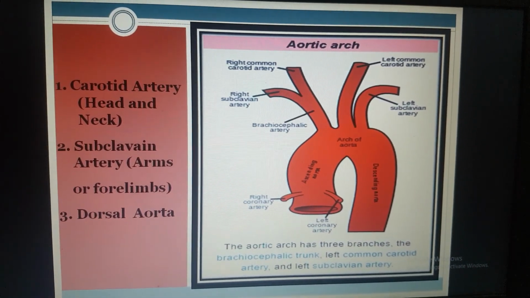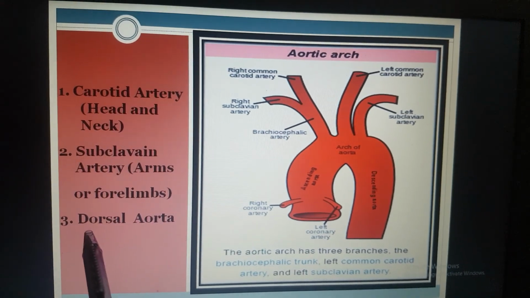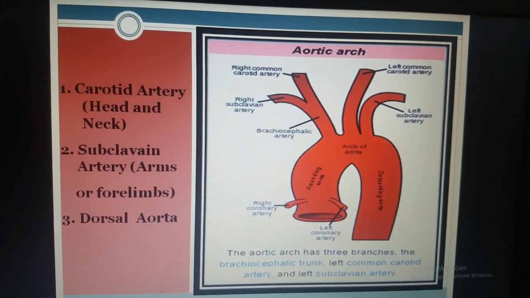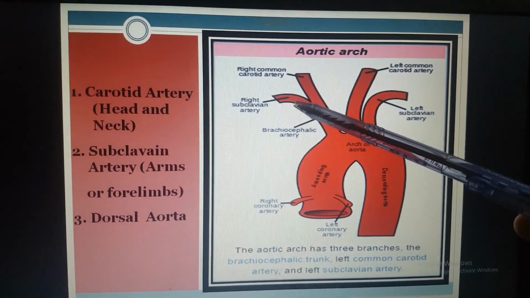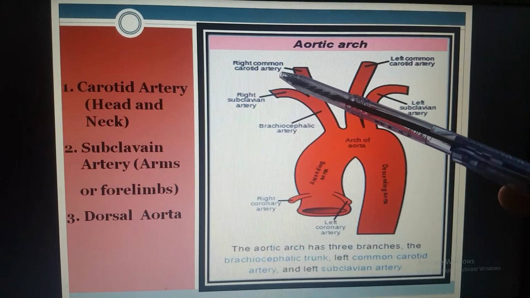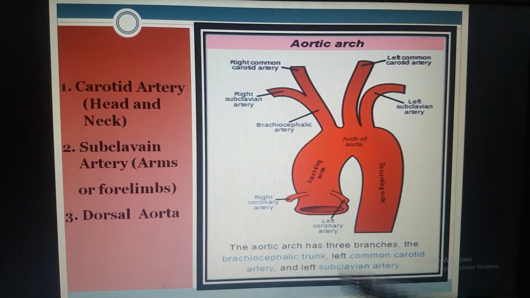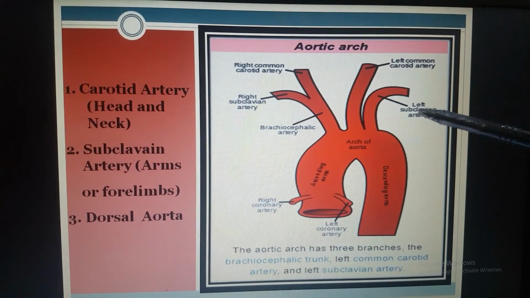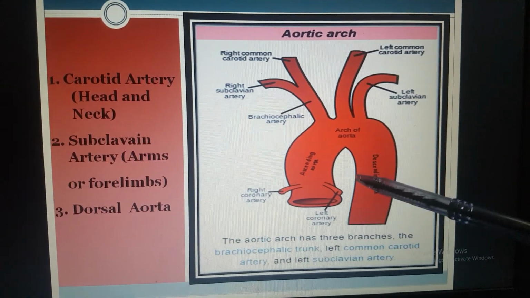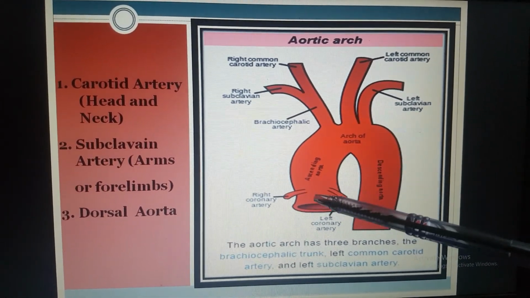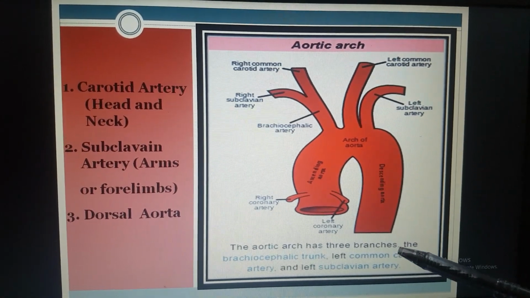Here we can see there are three main arteries: carotid artery, subclavian artery and dorsal aorta. When we are saying carotid artery, you may have a look on carotid artery. This is right carotid artery, left carotid artery. Now come to subclavian artery, right subclavian artery, left subclavian artery. And here dorsal aorta. So dorsal aorta, this is ascending, and then moving downward, this is descending aorta.